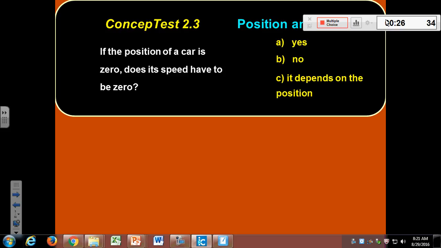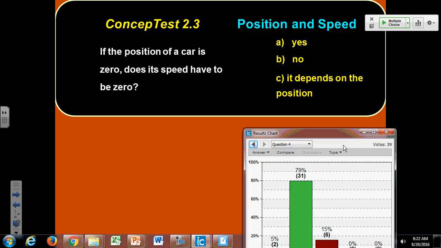Right, 35, I'll stop. 35. Feel free to ask your neighbor. Okay, B is right. The speed does not have to be 0, even though your position is 0.